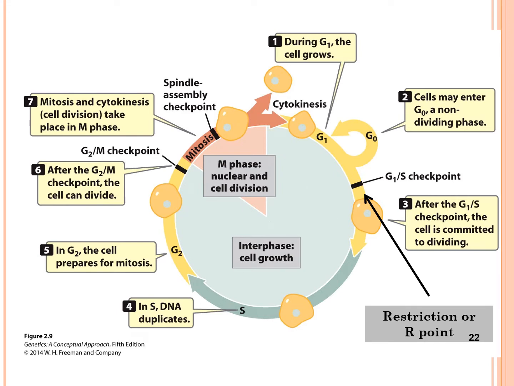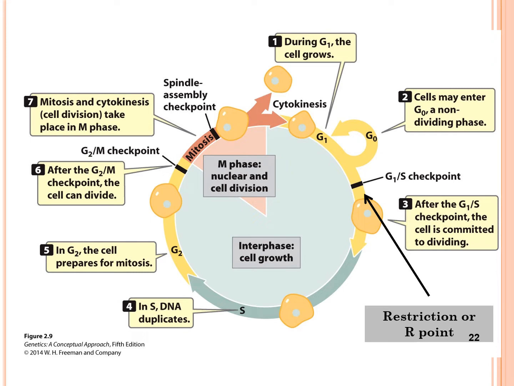This point right here, which in this diagram is referred to as the G1S checkpoint, is also known as the restriction point or the R point. And that is because the restriction point is the most important regulatory step of mitosis. If the cell passes the restriction point, it is extremely likely that it will go all the way around the cycle and mitotically divide, assuming some disaster doesn't happen.